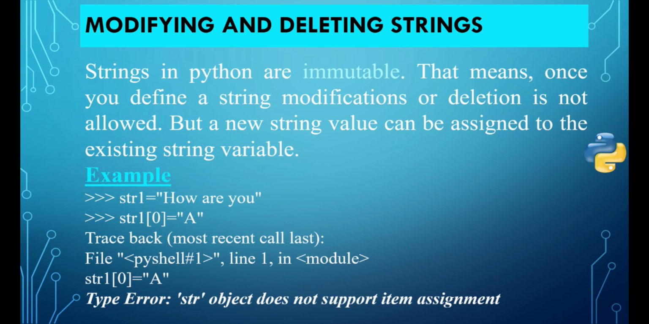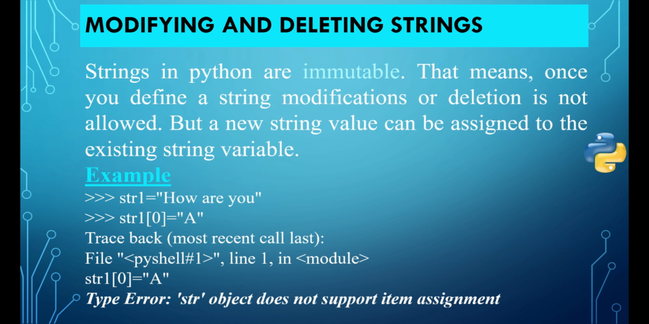Here, modifying and deleting strings. Strings in Python are immutable. That means once you define a string, modification or deletion is not allowed, but a new string value can be assigned to the existing string variable.